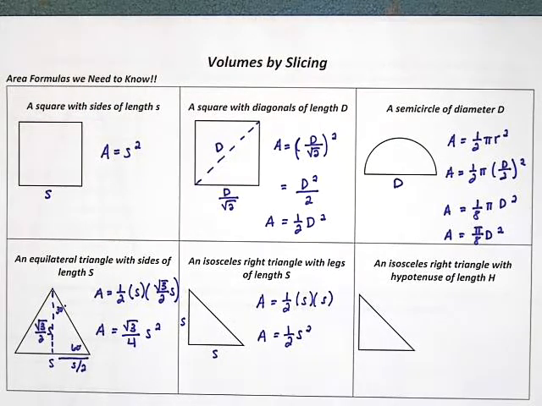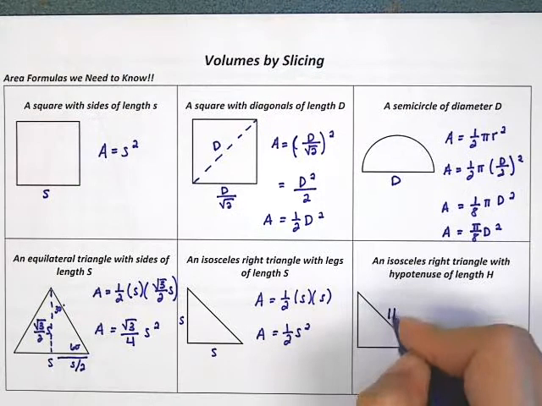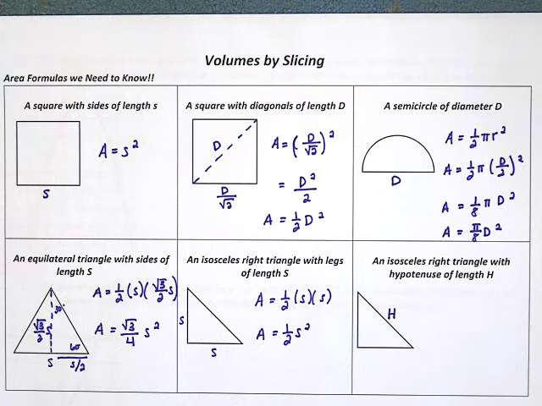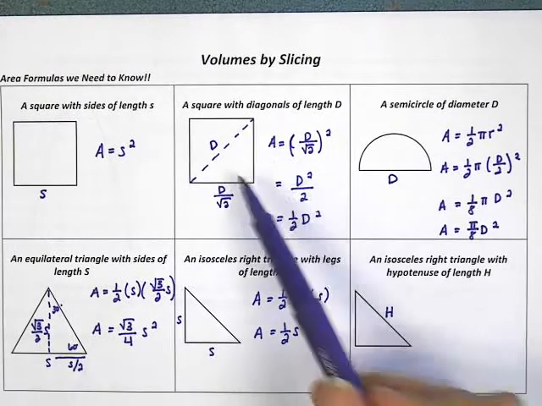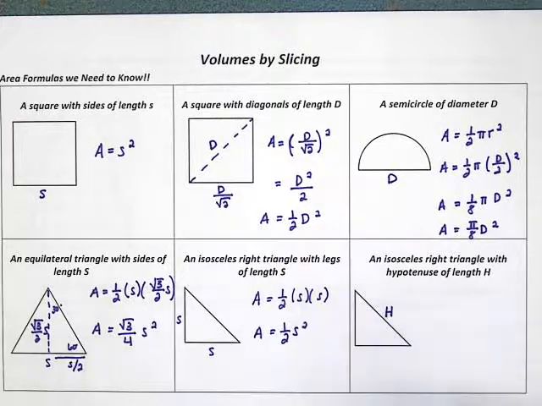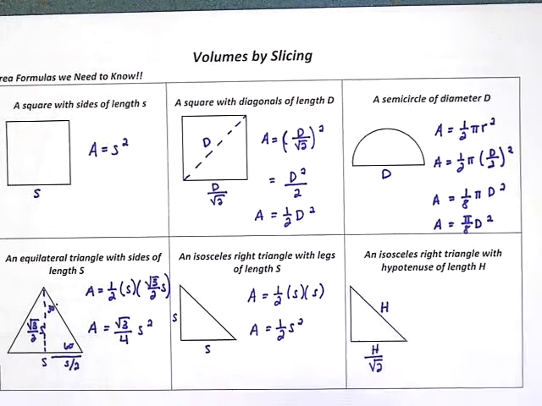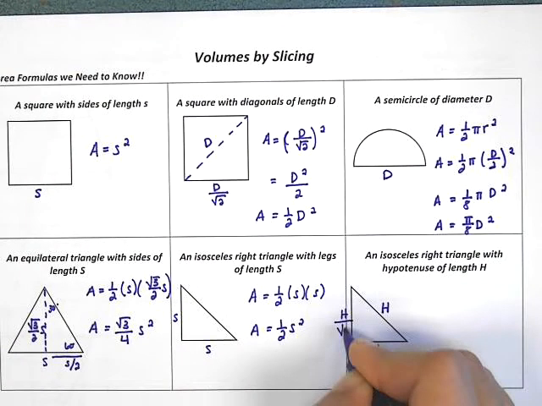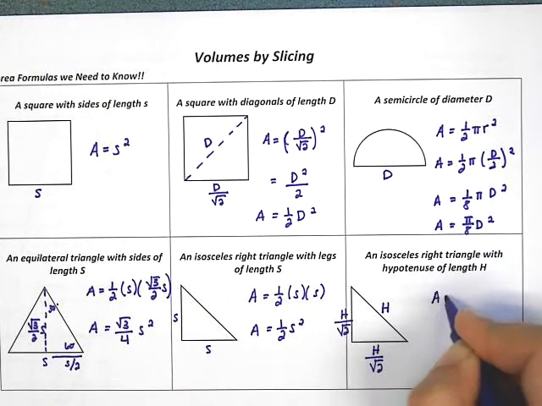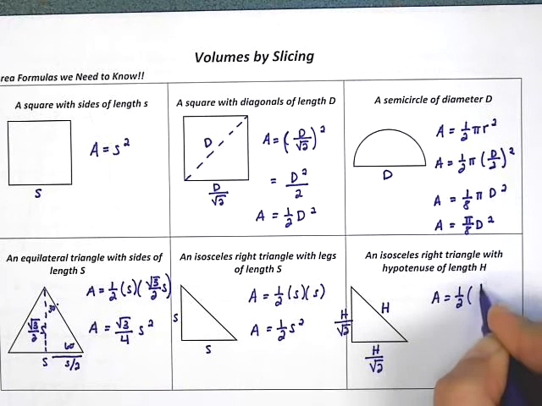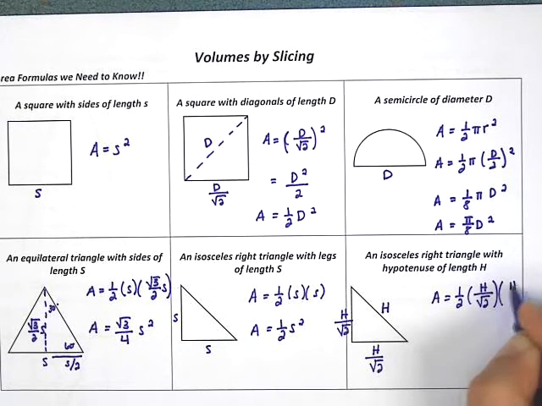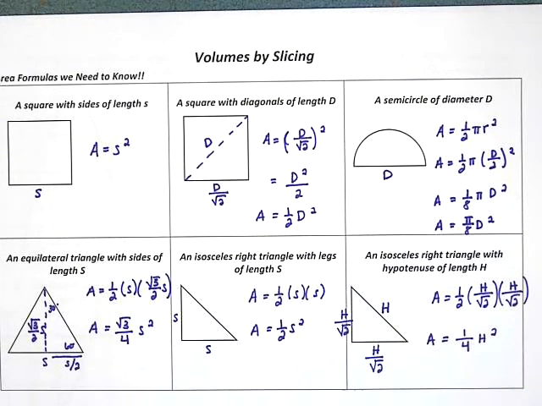Finally, if we had an isosceles right triangle where we knew the hypotenuse instead of knowing one of the sides, we could use the same idea we used with the diagonal for a square. Each of the sides would be the hypotenuse divided by the square root of 2, which would mean that if we use our regular area formula, we would have 1/2 times hypotenuse divided by the square root of 2 times hypotenuse divided by the square root of 2, which would be 1/4 h squared.